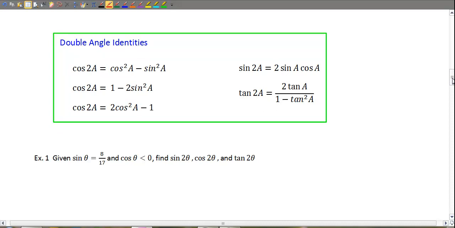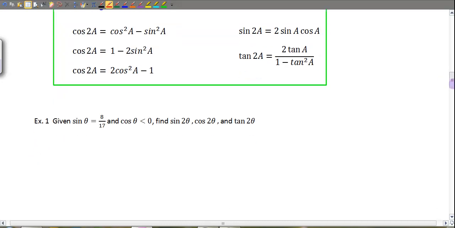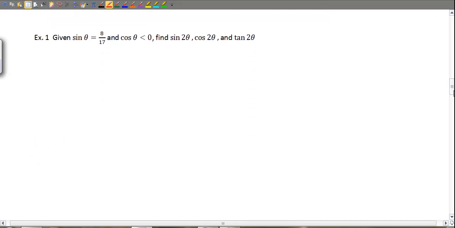So we're going to go ahead and look at this first example right here. This example is similar to the examples we've done in every other section, where we're given some value for sine or some trig value, and other information is telling us what quadrant it's in. Since we're learning about double angles, we're going to try to find the sine, the cosine, and the tangent for 2 theta. Now notice that they gave me sine theta right here.